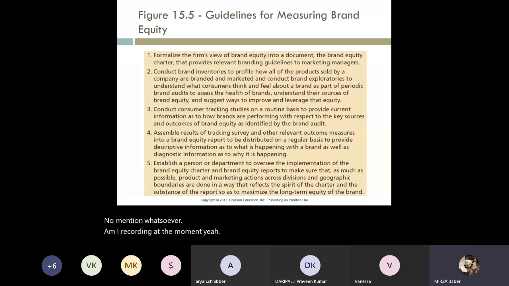Some guidelines for measuring brand equity. Number 1, formalize the firm's view of brand equity into a document. Make it formalized, okay? Make it relevant that your company business has certain objectives and it should be viewed in a certain light in front of the consumers, the competition, and the overall environment. Number 2, conduct brand inventories to profile how all of the products sold by a company are branded and marketed, and conduct brand exploratories to understand what consumers think and feel about a brand.